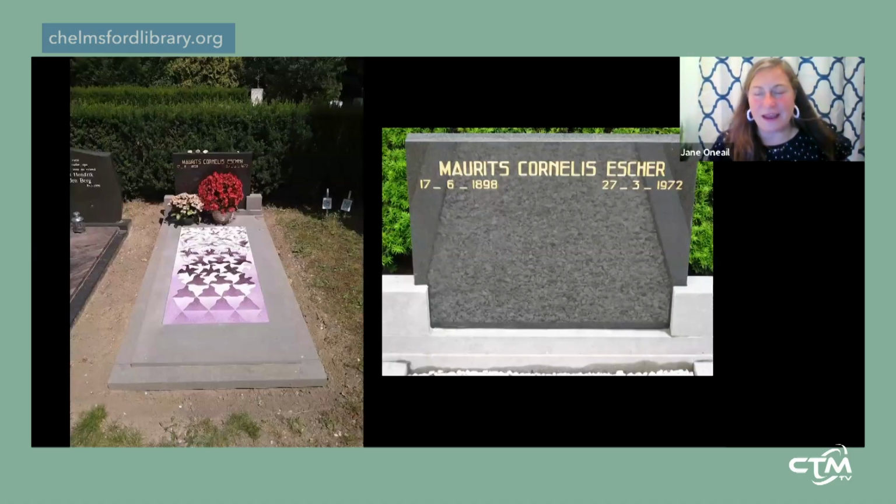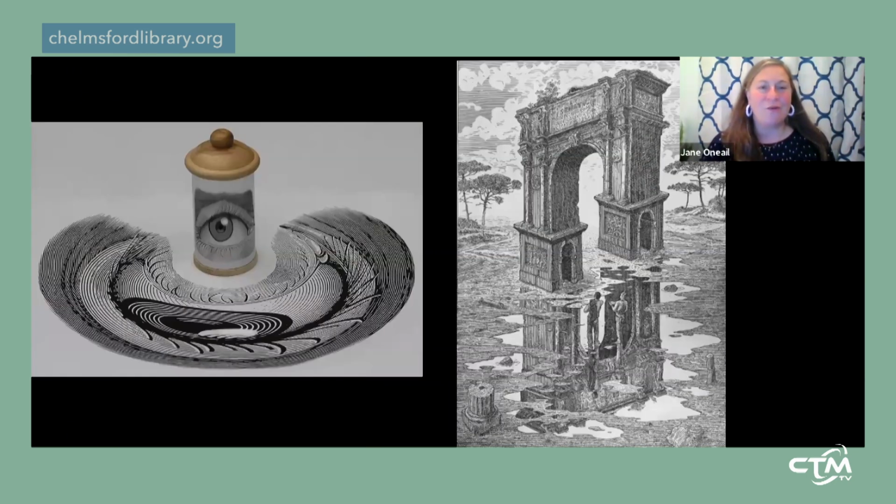MC Escher passed away at the age of 73 in 1972. We can see his tombstone here, and how appropriate is it that there is a tessellation on his grave? It's not just a tessellation, but it's a metamorphosis. I think it might be a little wink to the idea of reincarnation, right? Coming back as something else, always changing. And of course, since he passed away, there has been, I think, a consistent fascination with all things that are impossible, all things that are illusions.